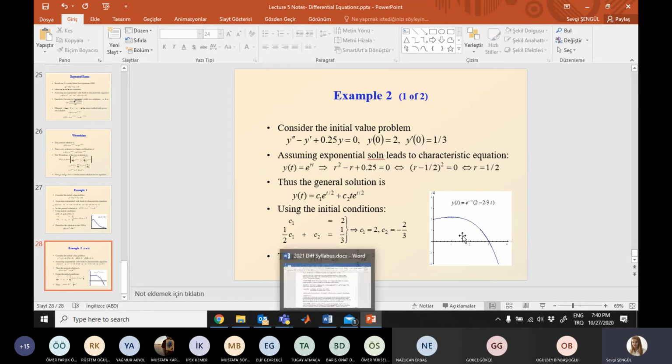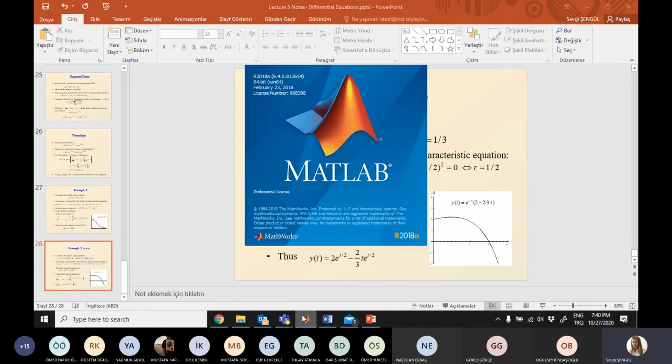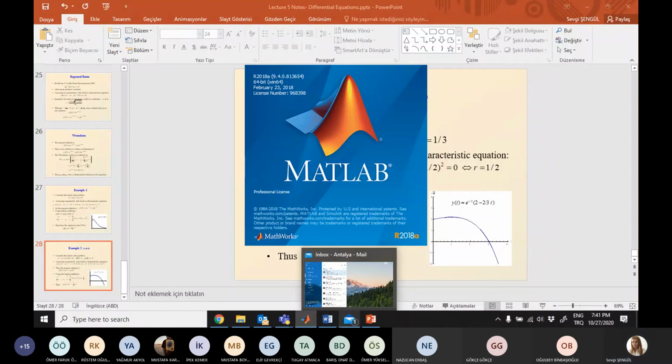And how you can draw this in MATLAB, let me show you shortly. If you open MATLAB, let's see that. To be able to plot a function is important. For any function or for any data, if you can see how it behaves, it can give you a good idea.